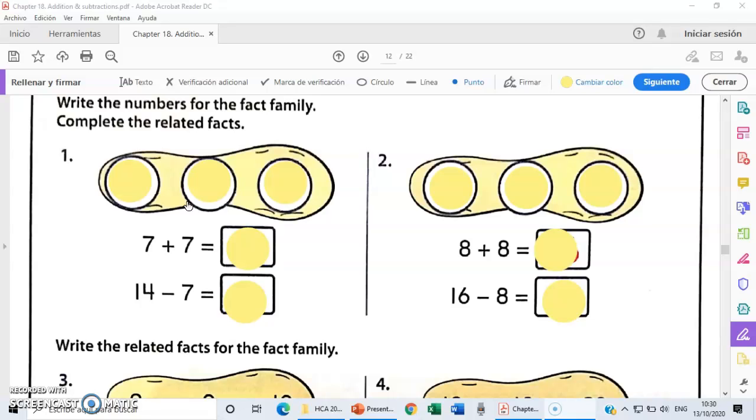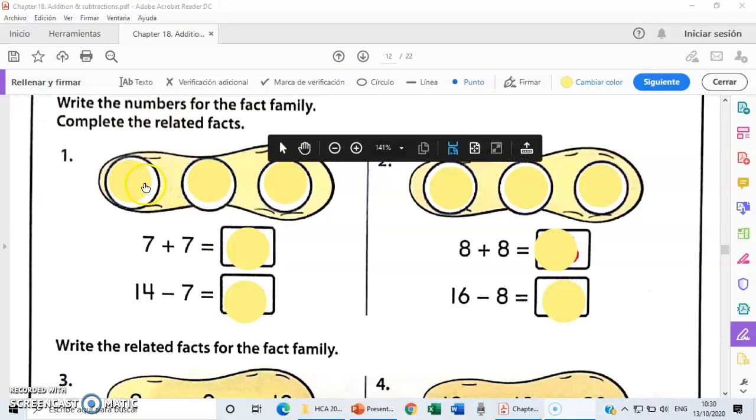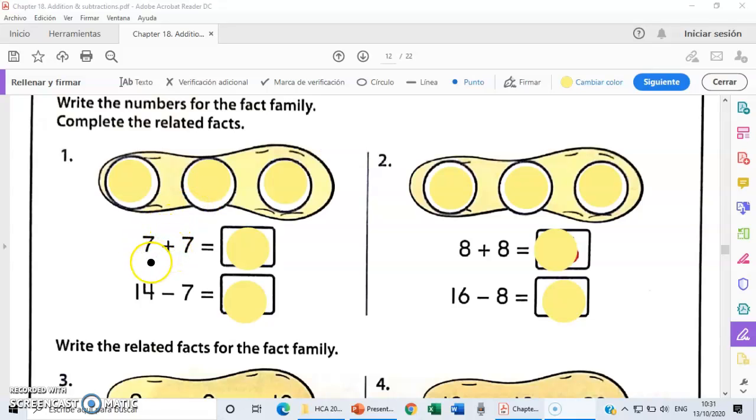Write the number for the fact family. So we're going to write here three numbers. Remember, one is going to be bigger than the others. So first we start counting the additions. 7 plus 7, you can use your fingers. 7 plus 7 is 14.